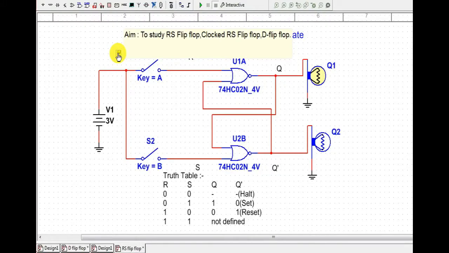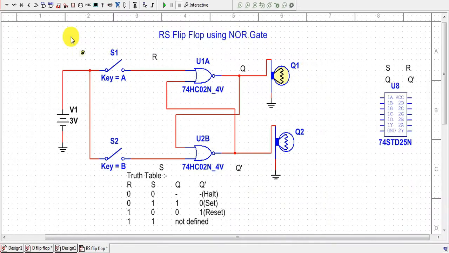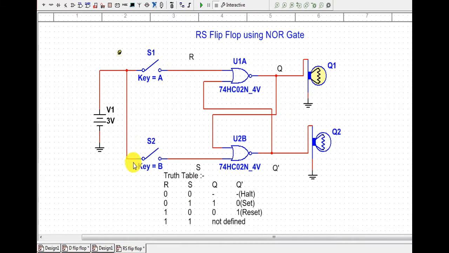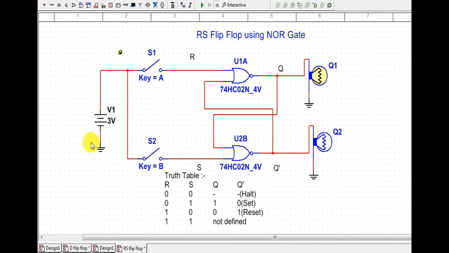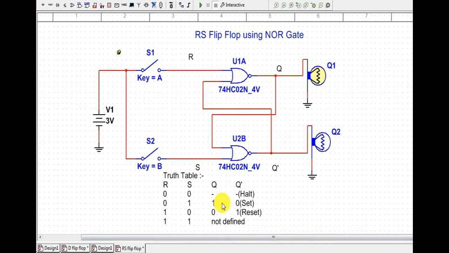Hello everyone. In this video, we will try to study RS flip-flop, clocked RS flip-flop with the help of gates and IC. We can see this is the basic circuit diagram of our RS flip-flop using NOR gate, and for performing this experiment, we need two NOR gates, two bulbs, two keys, a DC voltage power supply, and this is the truth table. So before starting this experiment, we will explore a bit about theory.